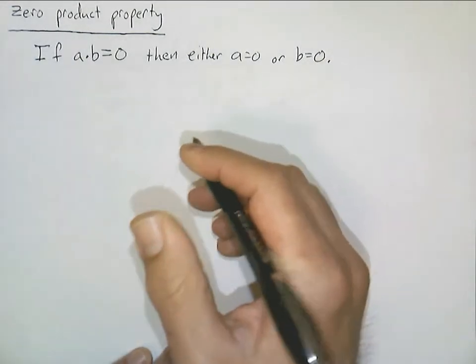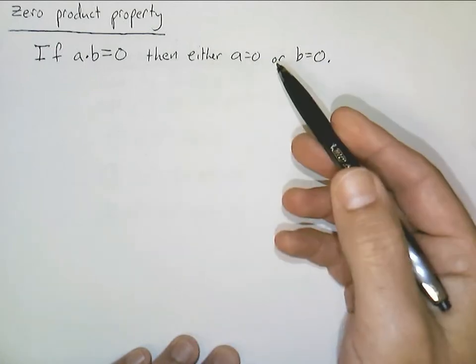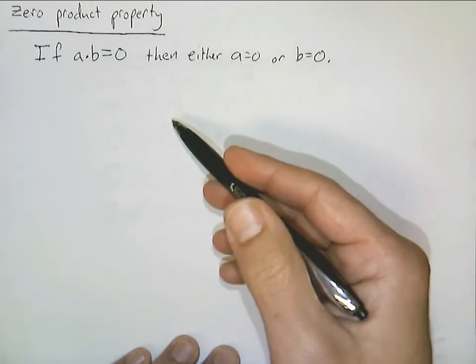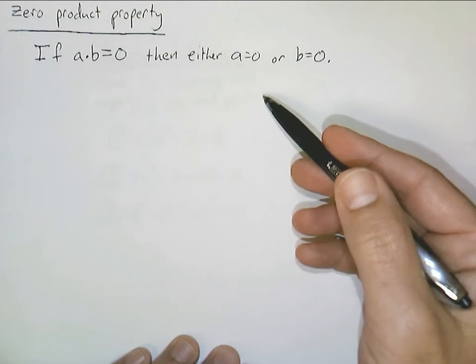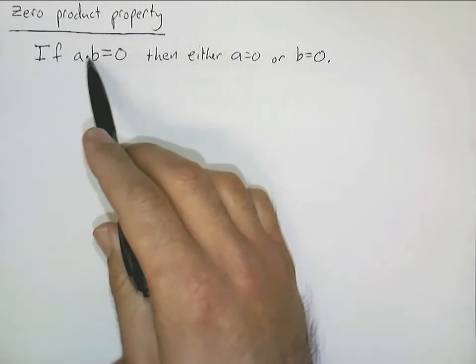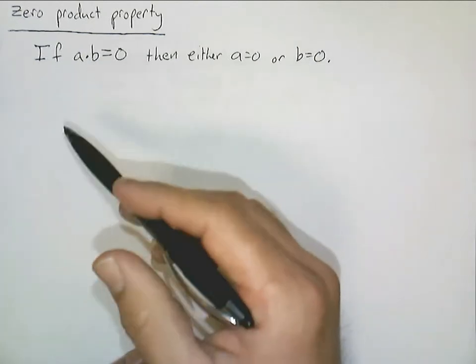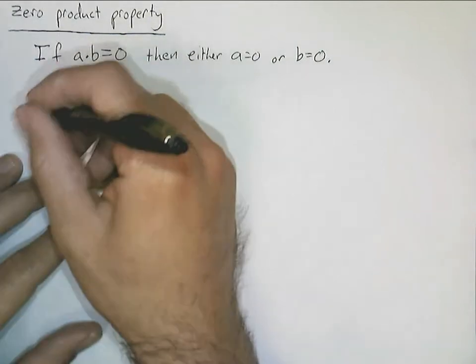And we've talked about why this is. Basically, a positive times a positive is a positive, a negative times a negative is also a positive, and a positive times a negative is a negative. We didn't get an answer of 0 for any of those situations. The only other possibility is that one of the two things in the product is neither positive nor negative, meaning 0.